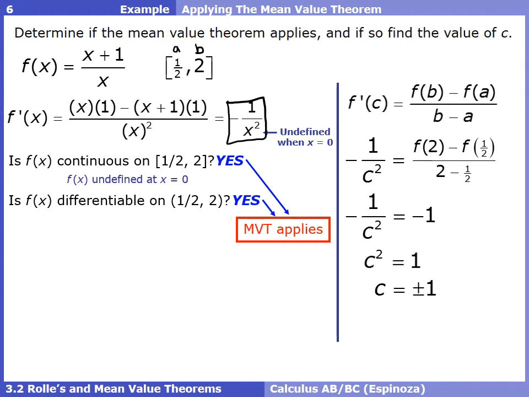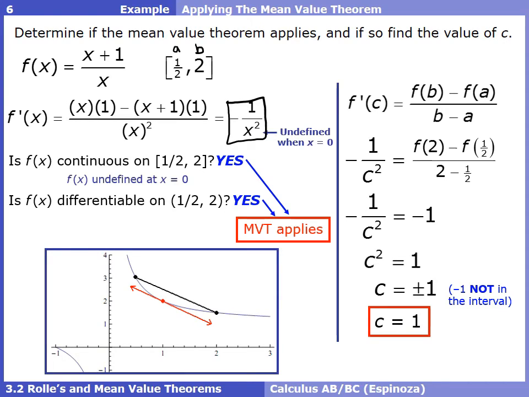But again, we have to be critical of these answers we're getting. Do both of the answers apply to this particular problem? Well, in our window, we're only allowed to choose numbers between 1/2 and 2. Since -1 is not in that window, the c value we found for this problem is 1. And to prove this visually, I've graphed this for you. You'll notice that we have our secant line, which I didn't continue with the arrows, but that's okay. Here's our secant line at 1/2 and at 2, and then right at 1, we have a tangent line with the same slope as that secant line.